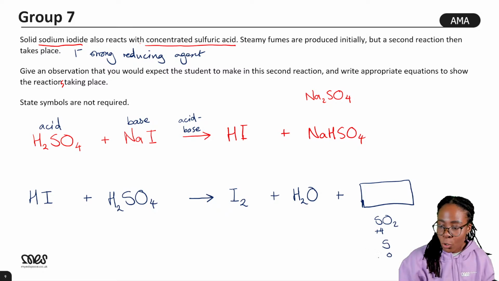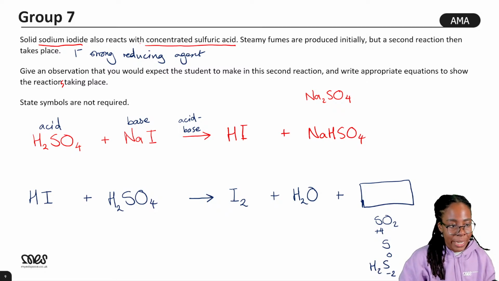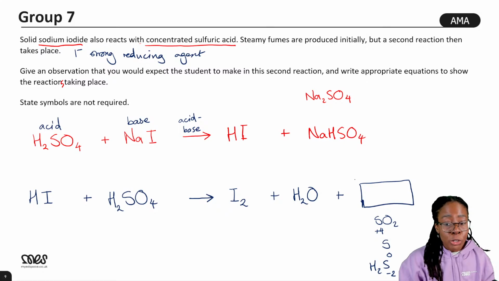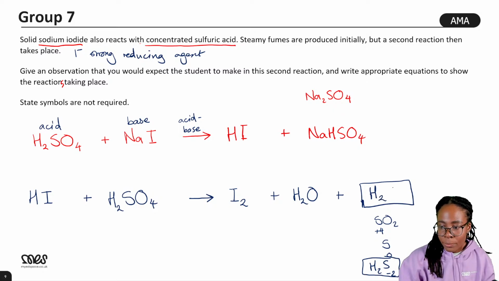and the -2 oxidation state in H2S. Now you can choose any of these three because any of these three compounds can be formed. I think the more interesting one to write is the H2S, right? So we'll do that. We can just choose one of them. And then we balance.